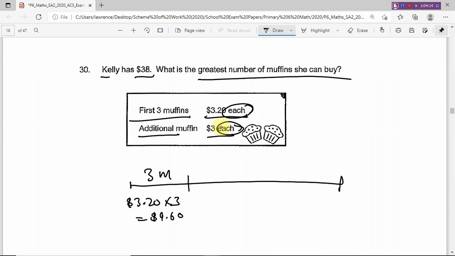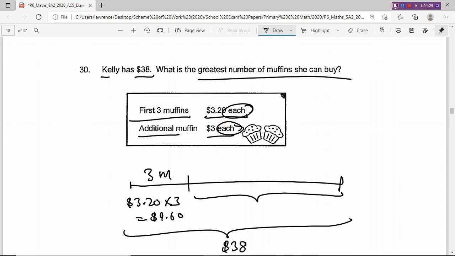So she has altogether $38. Then what's the balance? How much money is left? You take $38 and you minus $9.60, and you will get $28.40 that can be used to buy additional muffins, which is $3 each. So how many muffins can you buy with $3 each?